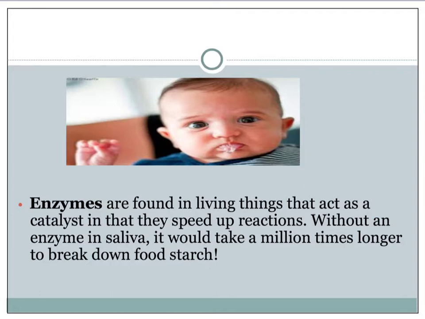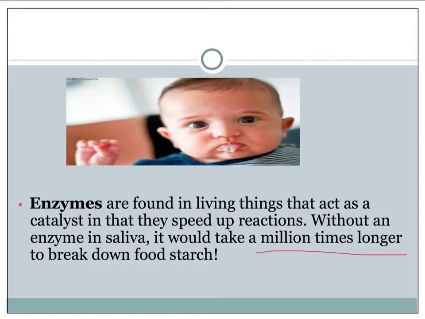So we have enzymes in our bodies, and one of our main enzymes that's kind of the most obvious is our saliva. Now, this is a true fact. Definitely at the dinner table, tell your family right now. If we did not have saliva, it would take 1,000,000 times longer to break down our food. Like 1,000,000. I'm not even just saying, oh, it's like 1,000,000. It is 1,000,000 times longer to break down our food.